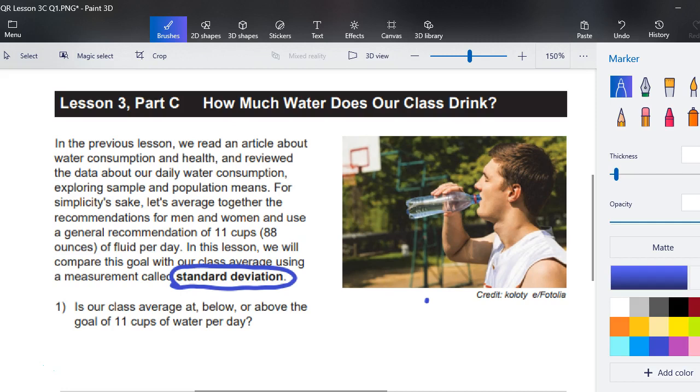The first question says, is our class average at, below, or above the goal of 11 cups of water per day? I'm going to go back to our dot plot from lesson 3B. We're going to look at it and apply the concepts for lesson 3C to our previous graph. And let me remind you that I'm using the data from our online class, and it's data from students who sent their information in early. Your real data is not due until tonight.